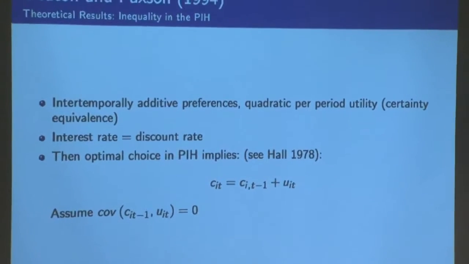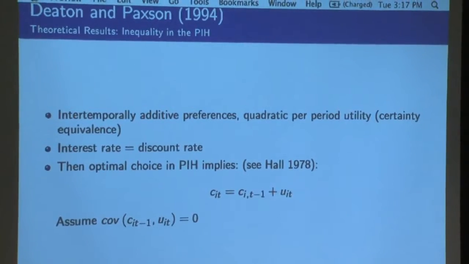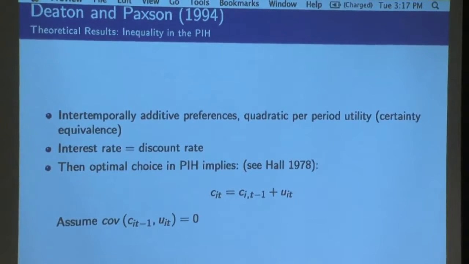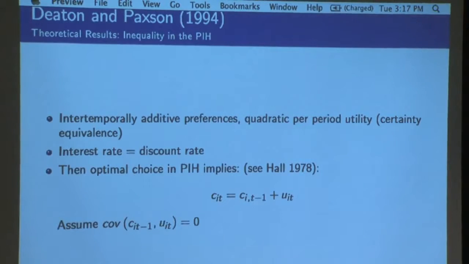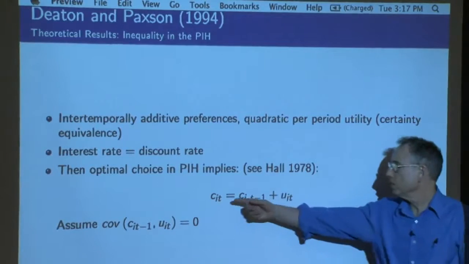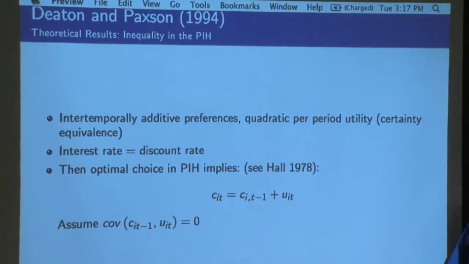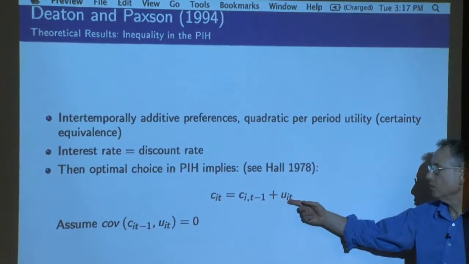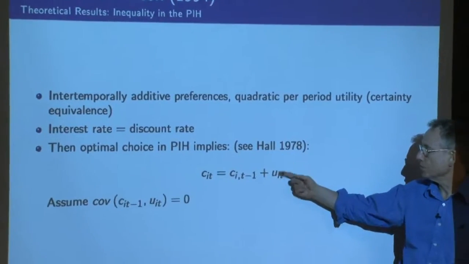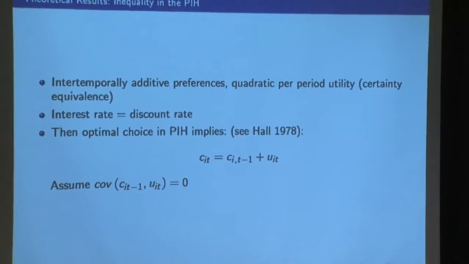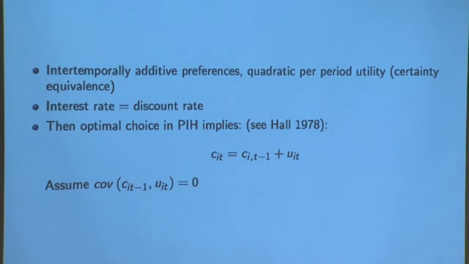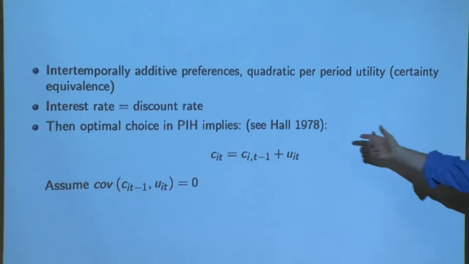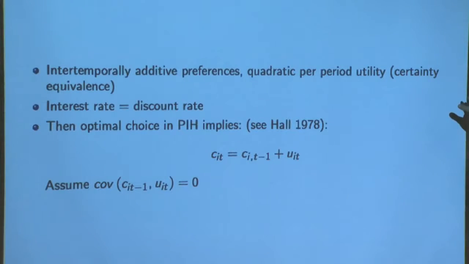All right, let's start with the basics. Here's basically Hall's permanent income implication for consumption. Consumption should essentially be a random walk, and it's only moving around because of the innovations, or the shock to permanent income. I think that was JPE 1970.